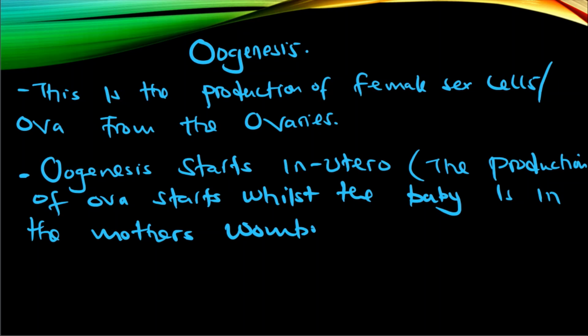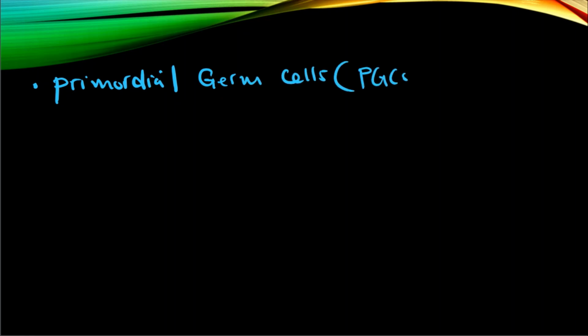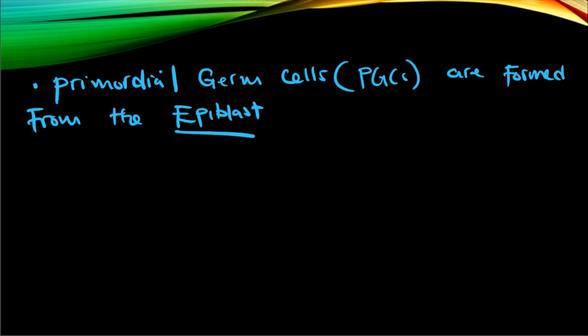Okay. So now there are what we call primordial germ cells, denoted as PGCs. These primordial germ cells are the cells that are going to differentiate into cells that will give us the sex cells. All right. So the primordial germ cells are formed from the epiblast.